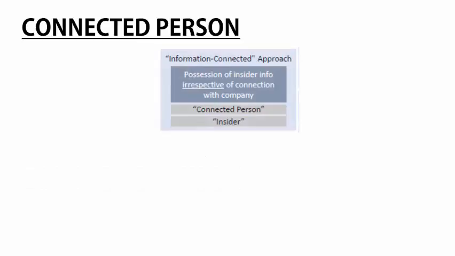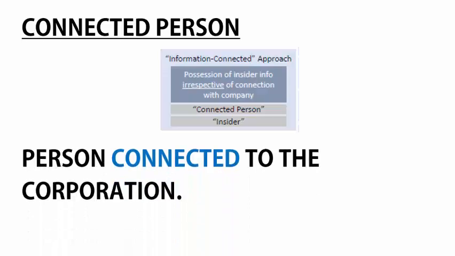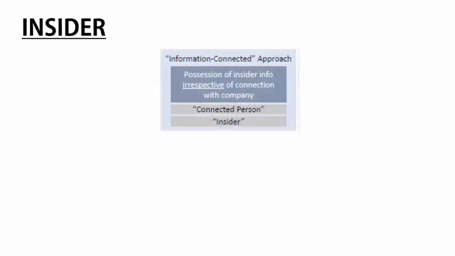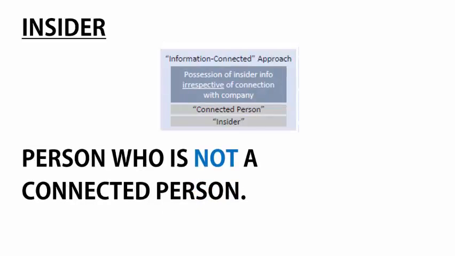Under the information connected approach, there is a definition for connected person. A connected person is any person who is connected to the corporation. You can refer to the study notes to find examples of connected persons. Insider actually means a person who is not a connected person but holds market sensitive information and uses this information to reap profits.